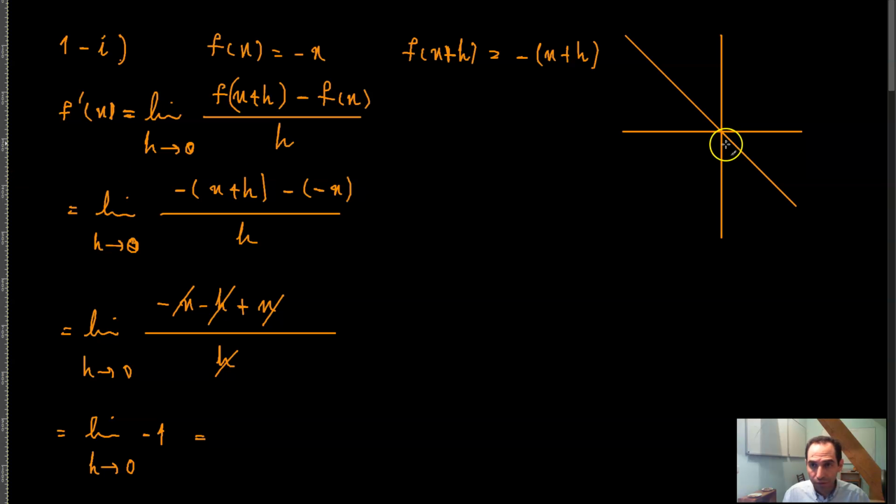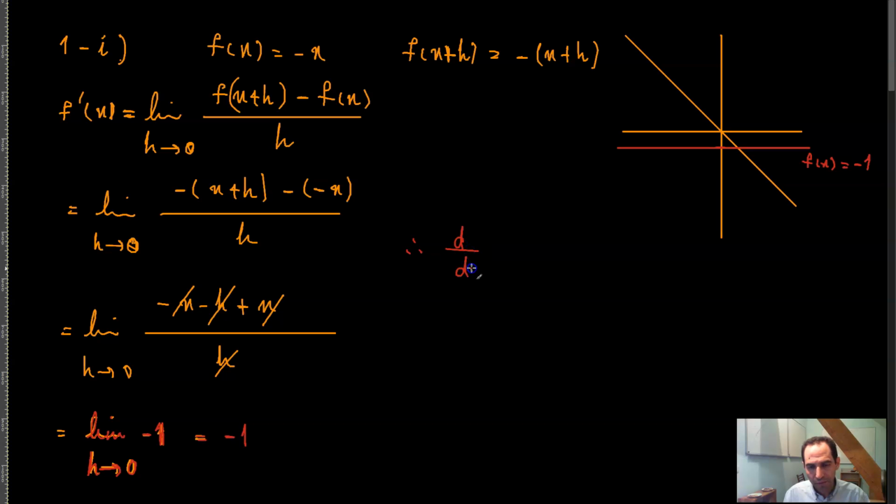is basically the limit of this function. This is f of x equal to negative one, right? And so you can see that the value of this function everywhere is negative one. It's a constant function. And therefore, the limit of negative one, and it doesn't matter what number h tends to, everywhere the value of the function is equal to negative one. And therefore, you can say that the limit of negative one as h tends to zero is equal to negative one, which is the derivative of f of x equal to negative x.